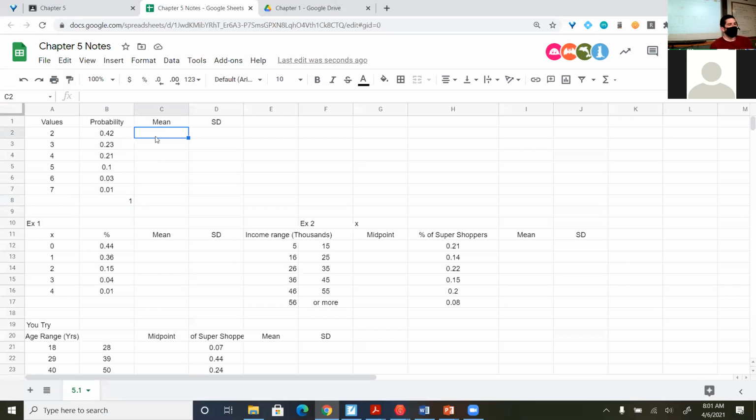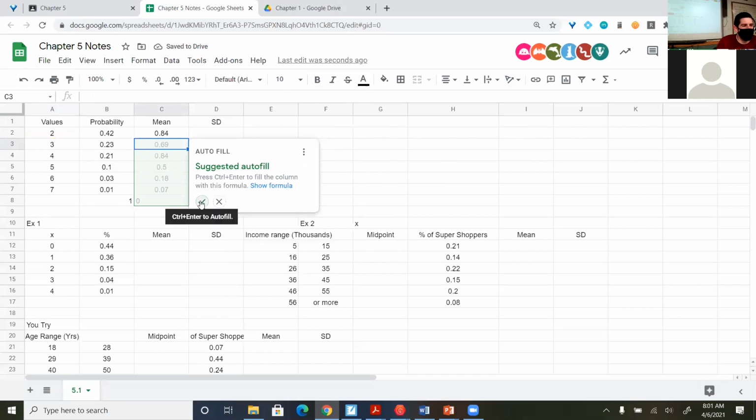So for the mean, I want to take every X value and multiply it by its probability, and then add all those products together. So I am going to start off with the command of sum, and then I'm going to take every X value. Actually, no. Let's break it up into 2 parts. Let's do the X value times the probability of it occurring.